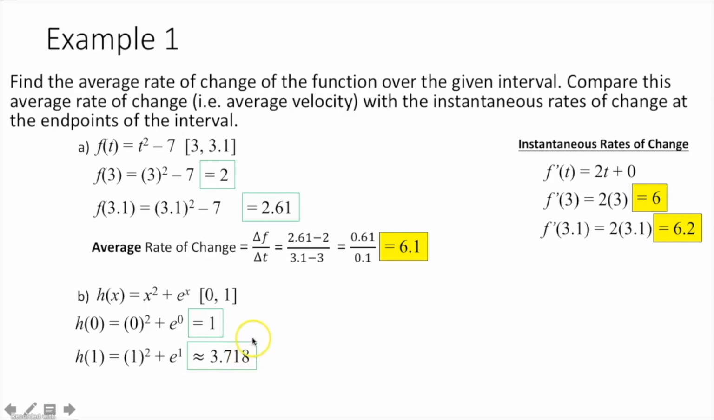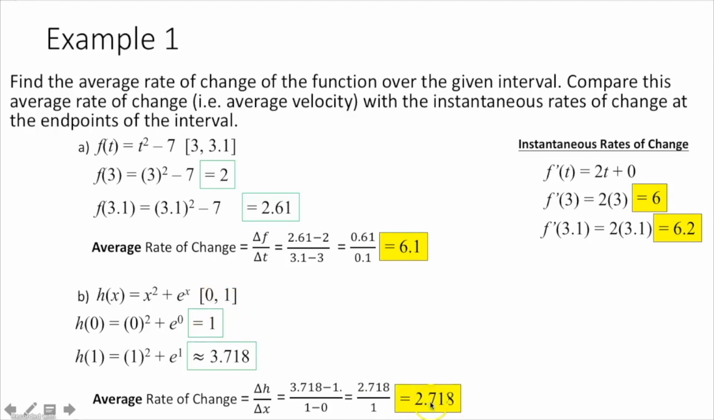If we wanted to figure out our average rate of change, that would just be delta h over delta x this time, because we're not using t anymore, we're just using x. So we do the change in the y's over the change in the x's, so that would be the change in your h of x over the change in x. So 3.718 minus 1 over 1 minus 0, which comes out to 2.718. That's going to be your average rate of change.